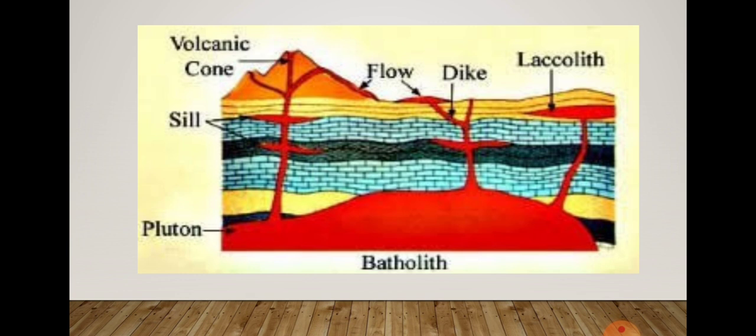You can see a diagram over here. You can see the batholith, the largest intrusive form. You can see the sills are the horizontal solidification of the lava. You can see the dikes are the vertical ones. You can see the laccolith is located a little bit in the upper part. So these are the intrusive forms of the volcano, or the intrusive forms of the igneous rock.